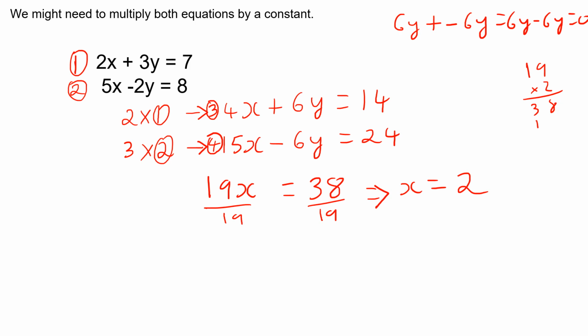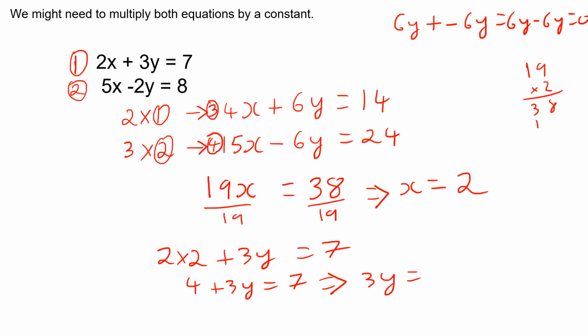I can substitute x back into my first equation to give me 2 times 2 plus 3y equals 7. So 4 plus 3y equals 7. I could subtract 4 from both sides to give me that 3y equals 3. And then I can divide both sides by 3 to give me that y equals 1. So our final answers are x equals 2 and y equals 1.